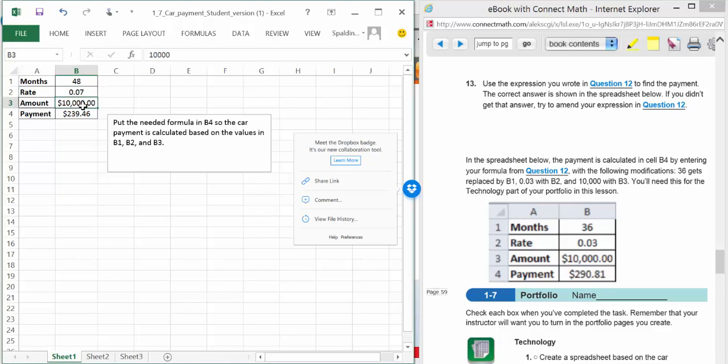Let's say that I get a more expensive car. I could do that too. Let's say I got a car that costs $25,000. I could type that amount in, and I could see my payment would jump up quite a bit to about $600.